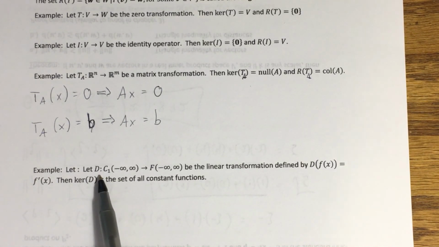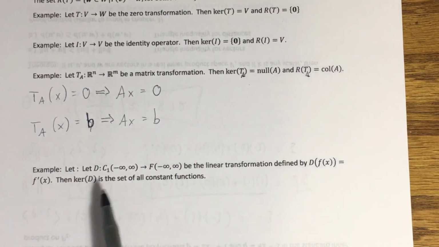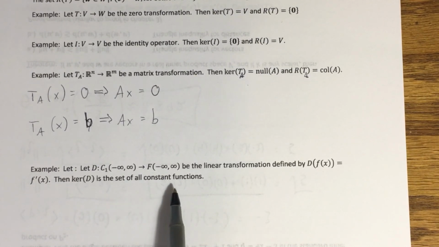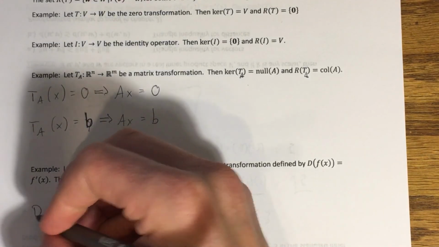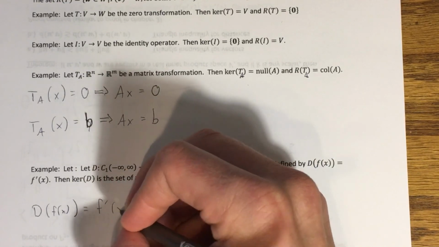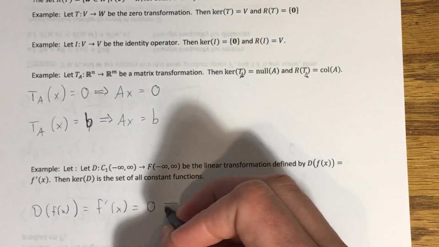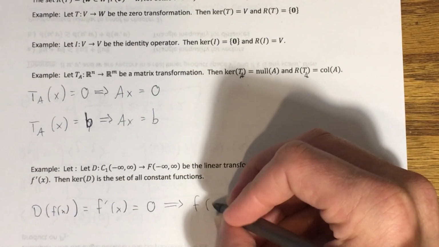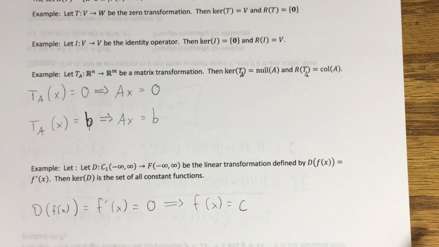Let D be that derivative linear transformation that we talked about. This one takes continuously differentiable functions into functions, both of which are defined everywhere. What is the kernel? Well, the kernel would be the set of all constant functions, because we're looking for the set of all functions f where D of f of x, which again is f prime of x, is equal to 0. Well, in Calculus 1, you prove that this is only true if the original function was a constant function. So that would make the kernel the set of all constant functions.